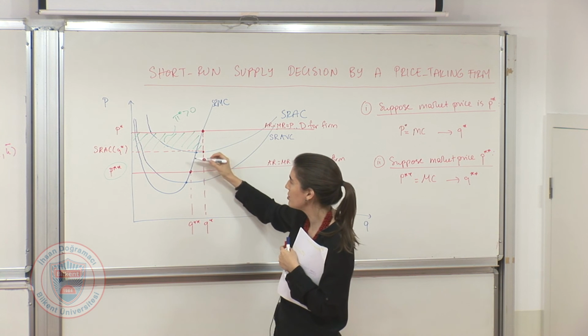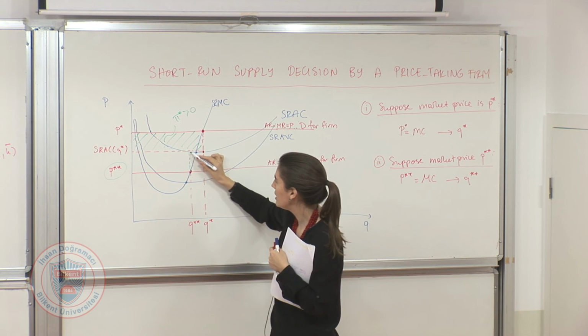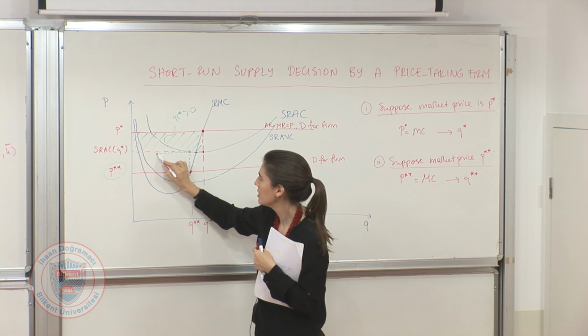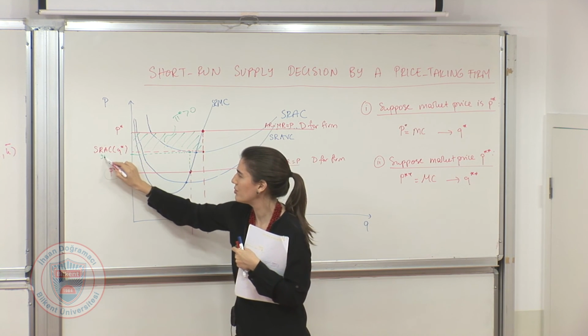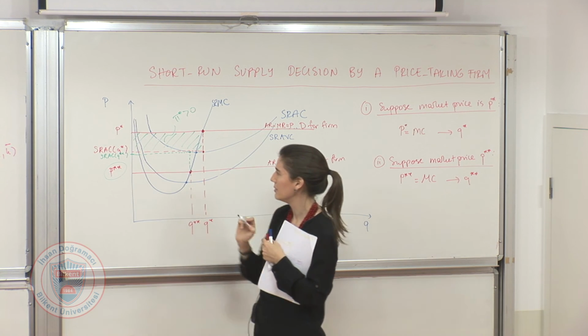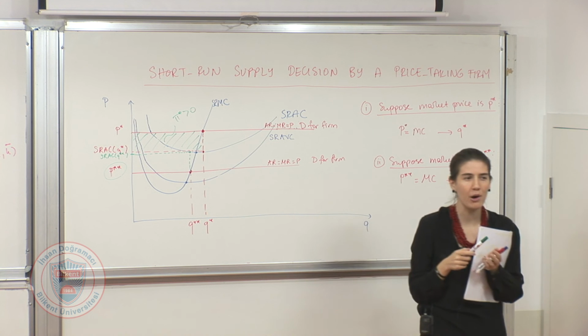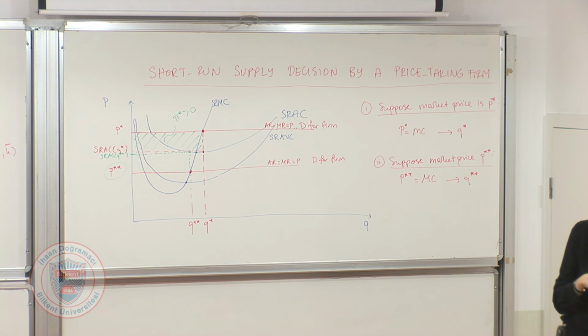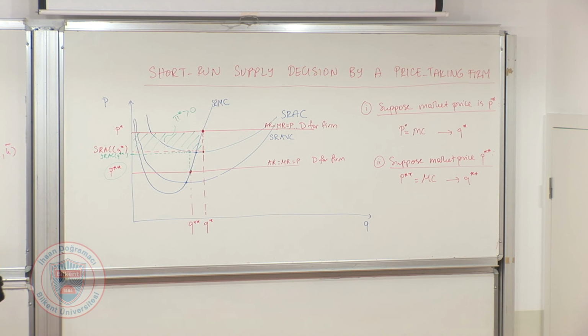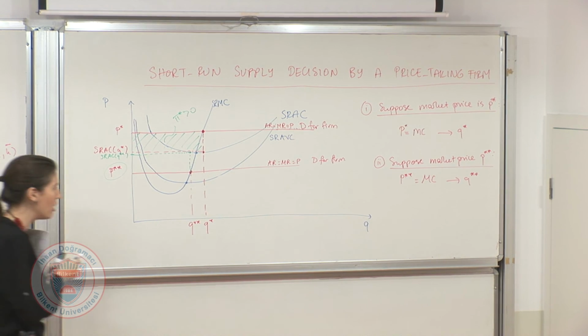What about the cost though? I go up in here, right? So the cost is somewhere here, the short run average cost at Q double star. So where is the profit? Is there a profit? This is what we call economic profit, or economic loss.